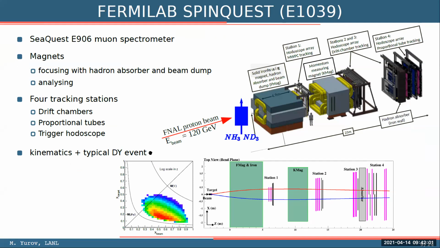So the produced dimuons are detected in the E906 muon spectrometer. This spectrometer includes focusing and analyzing magnets, drift chambers, proportional tubes, and scintillation hodoscopes for four measuring stations, as you can see here, and provides muon tracking and triggering. And below you can see the expected kinematic coverage and a schematic view of a typical dimuon event observed in the spectrometer.